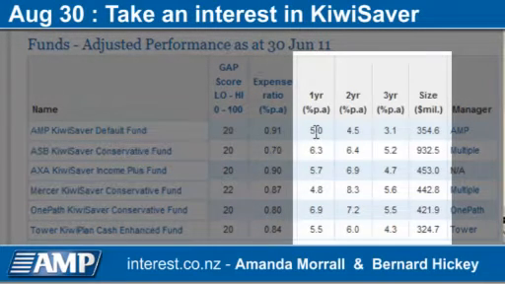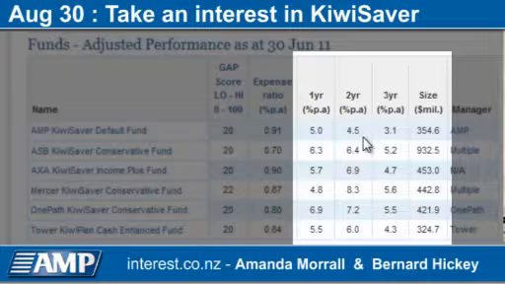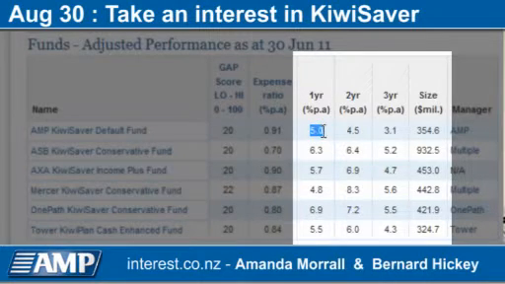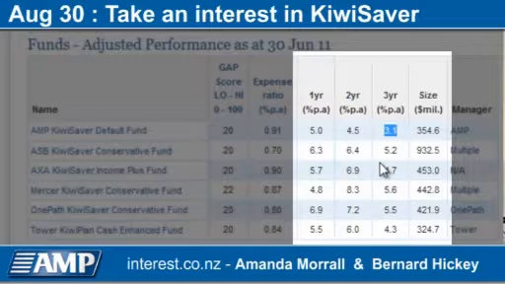Now going across, I can see the performance. So the KiwiSaver scheme's been going for 3 years. I've been in the scheme for 3 years. And I can see that I had 5% the first year, 4.5% the second year, 3.1% the third year. So that's interesting. Now I want to know how much of my fund may have been eaten up by... Okay, I'll just back up and clarify something for you.